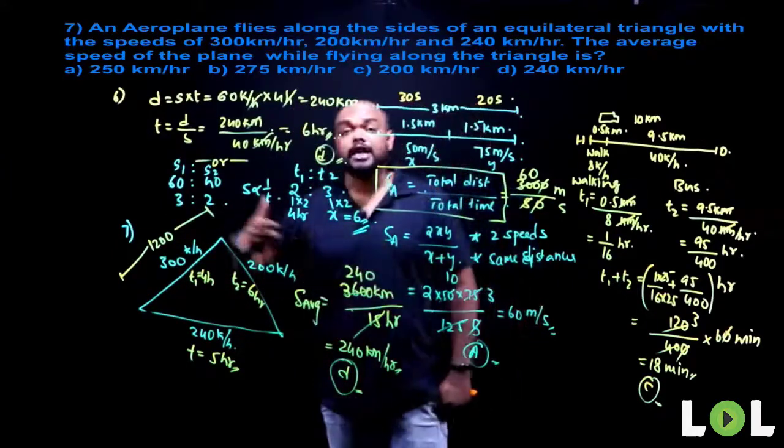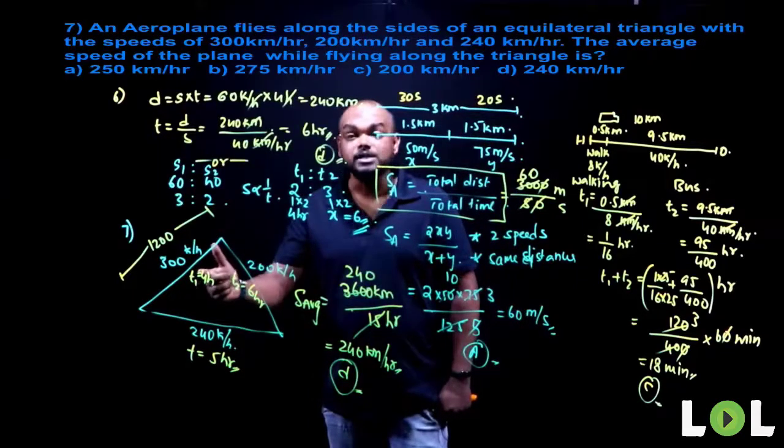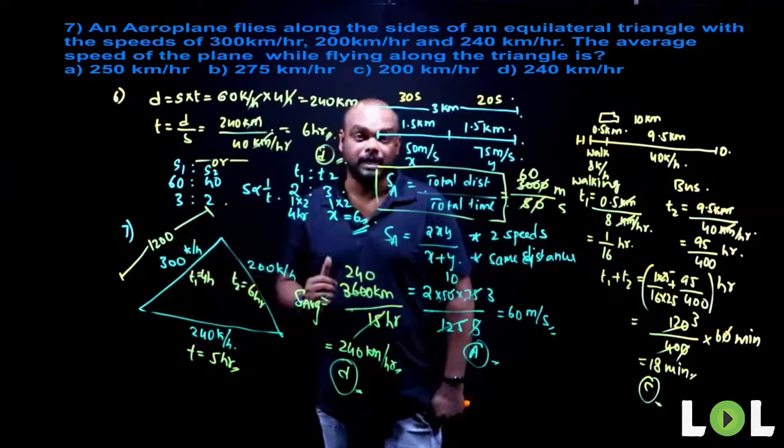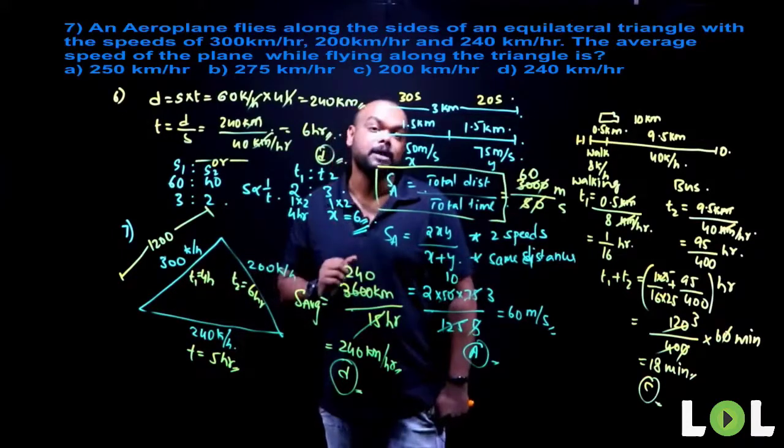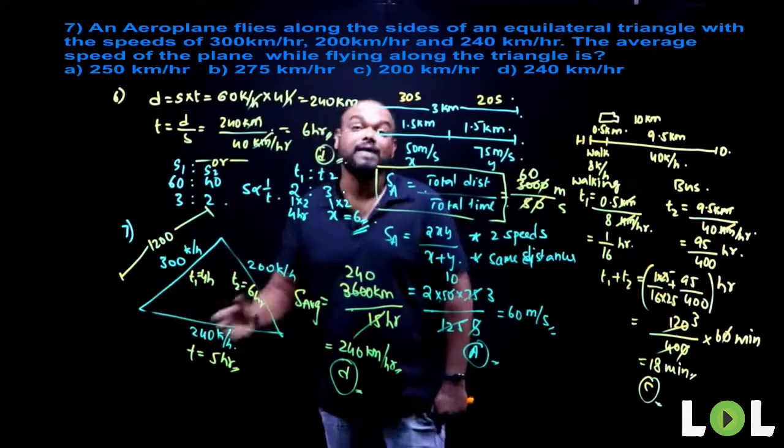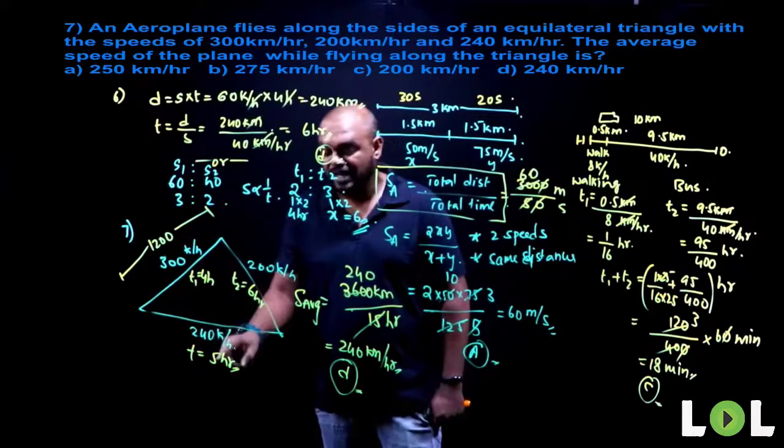Now let us check the individual times. Here, time is distance by speed, 1200 by 300 km per hour. So that gives us 4 hours. Here, 1200 by 200 km per hour, 6 hours. Here, 1200 divided by 240 km per hour. That should give us 5 hours.